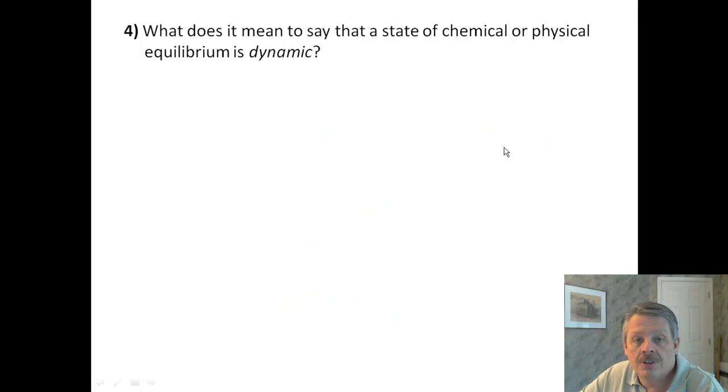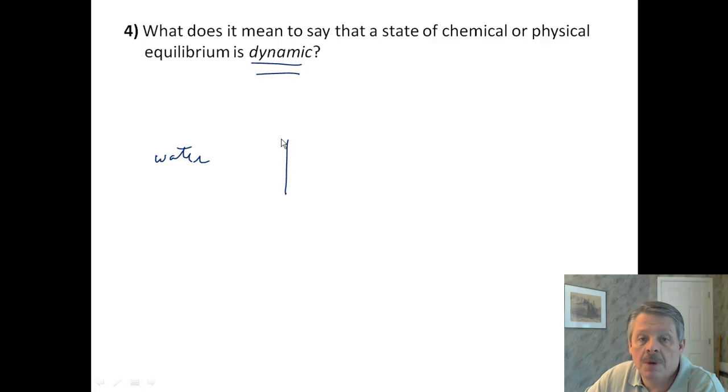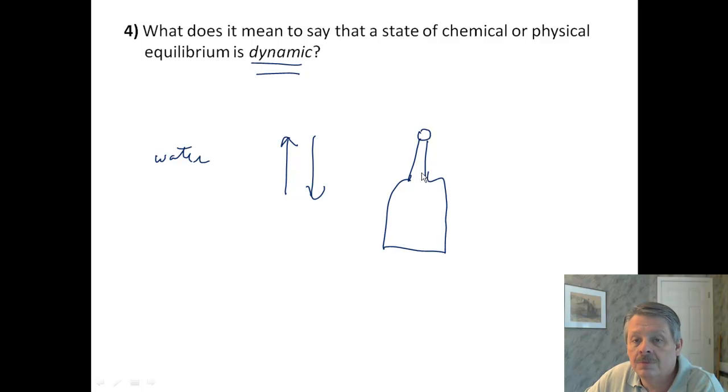Now, what does it mean to say that the state of chemical or physical equilibrium is dynamic? Well, the word dynamic means it's always going on, and again, the evaporation of water that we were talking about, where it is evaporating at the same rate that it is condensing if we're in a closed bottle. That is called dynamic equilibrium because the evaporation is still going on. The condensing is still going on. So it's dynamic in that it's always changing. It's always going on.